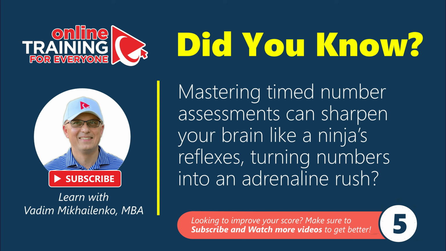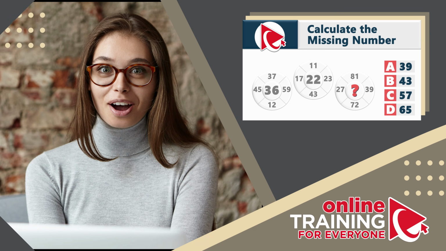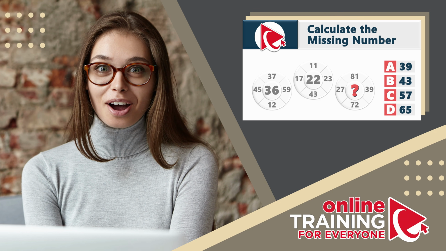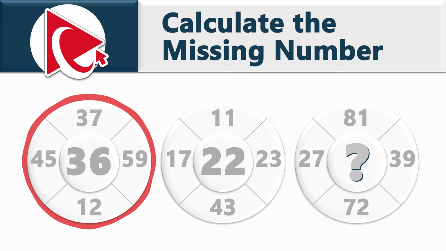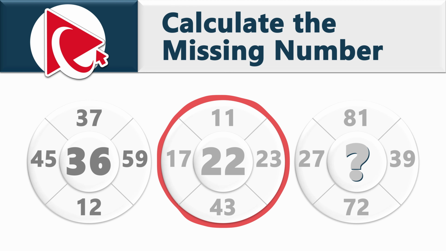With this question, the goal is for you to try to solve it on your own and get as close to the answer as possible, so you can take your cognitive skills to the next level. You're presented with 3 cool-looking circles. The first circle has number 36 inside and numbers 45, 37, 59, and 12 on the outside. The second circle has numbers 22, 43, 17, 11, and 23.